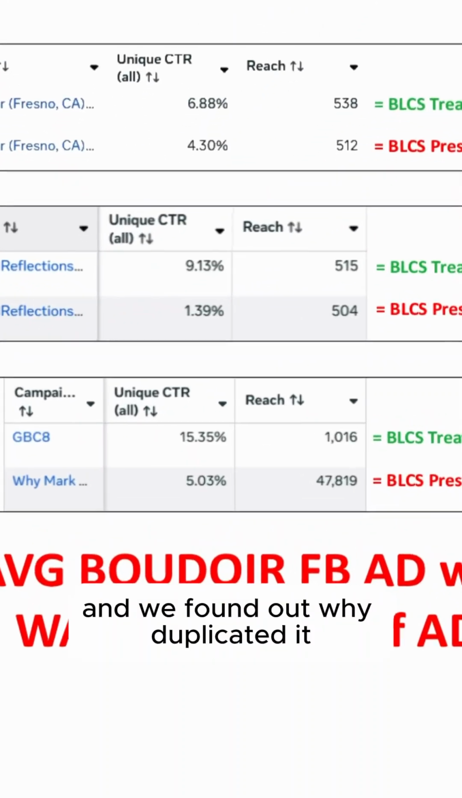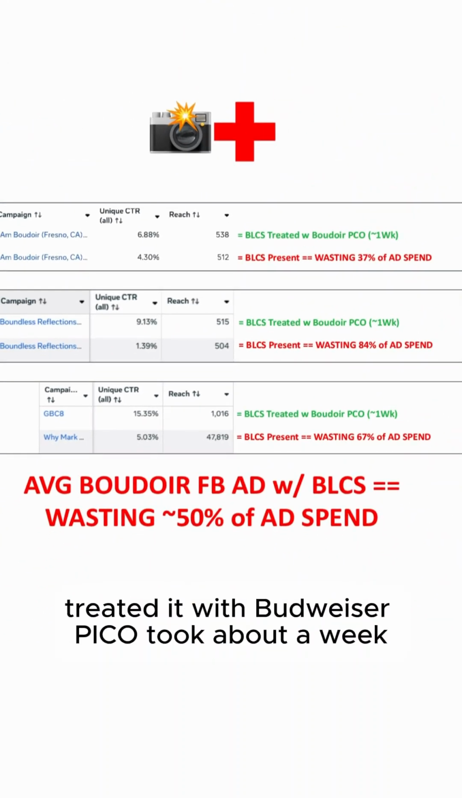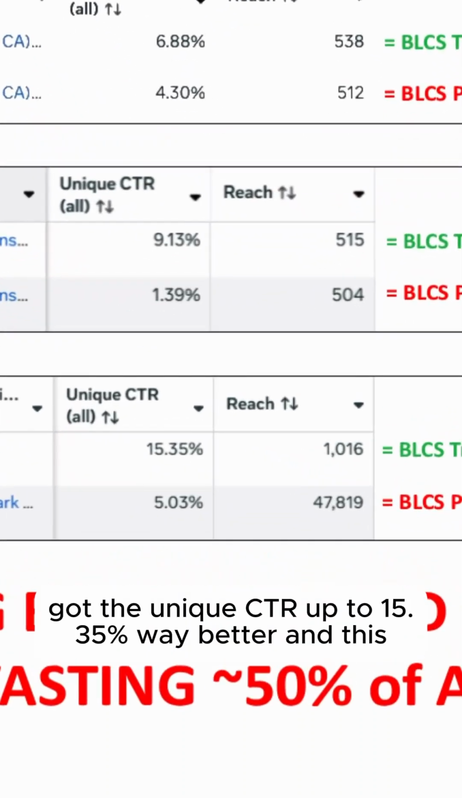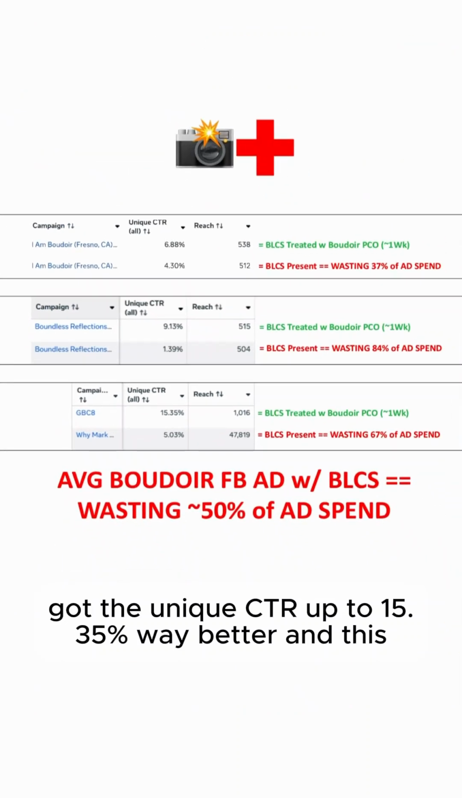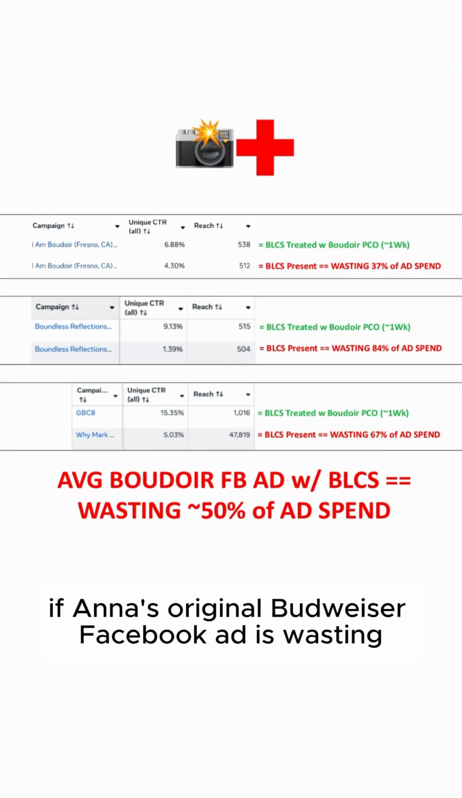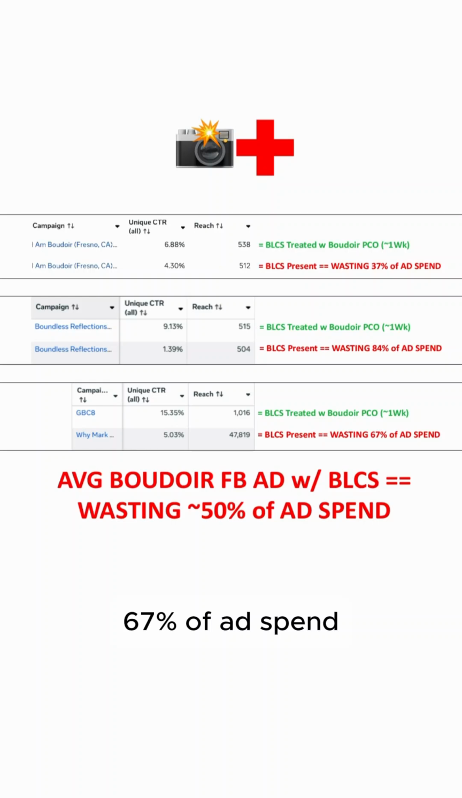And we found out, well, I duplicated it, treated it with Boudoir Pico, took about a week, got the unique CTRL up to 15.35%, way better. And this one's insanely good. So we found his original Boudoir Facebook ad is wasting 67% of ad spend.